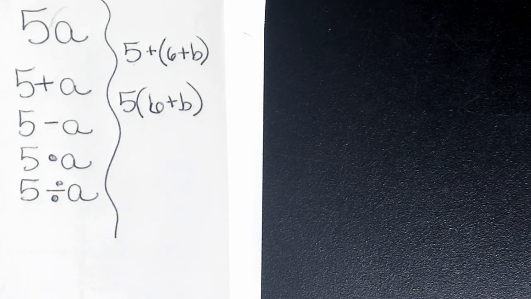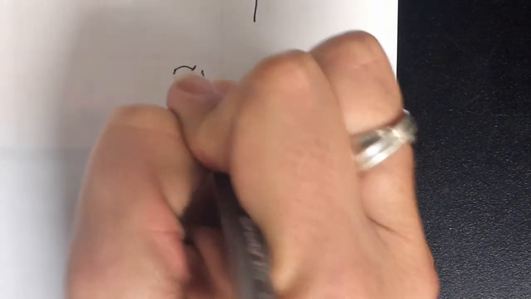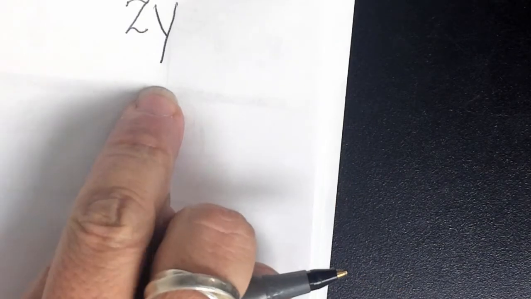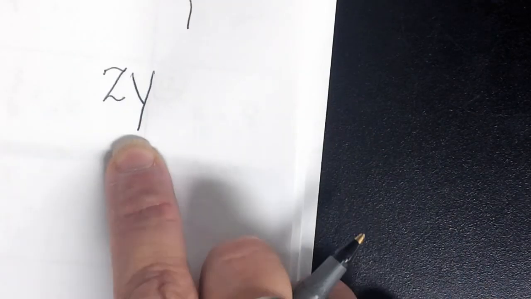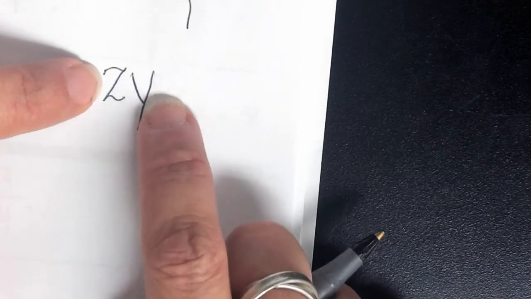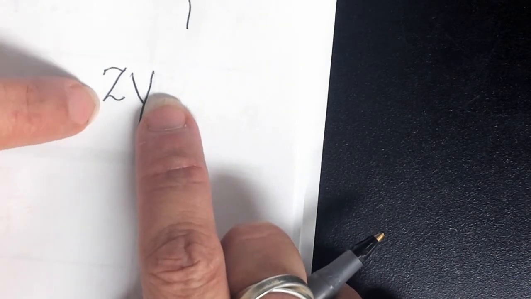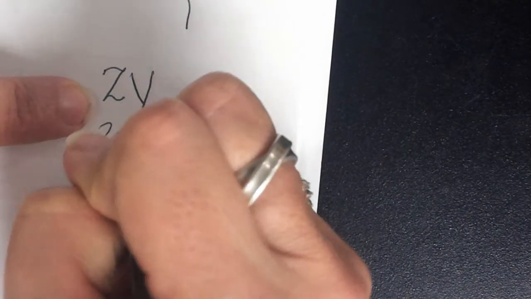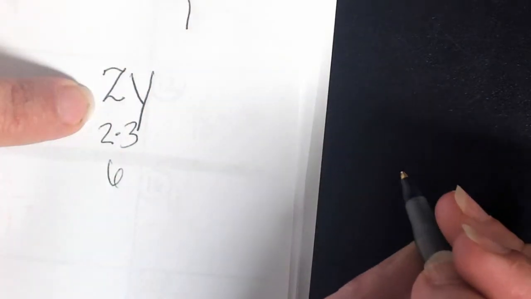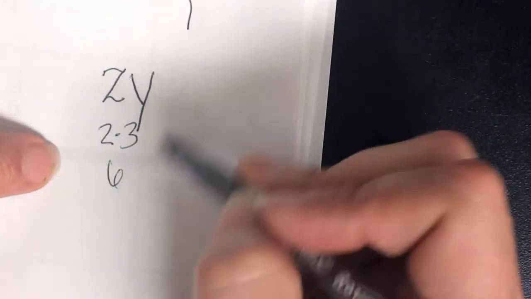Okay? I have had the odd question today of can you have two letters next to each other and multiply? Yes, guys, I hate to say it was in your homework last night, but okay. So it means Z times Y. So let's say Z is 2 and Y is 3. It's not 23. It means 2 times 3. Okay, which is 6. So just kind of take it slow.